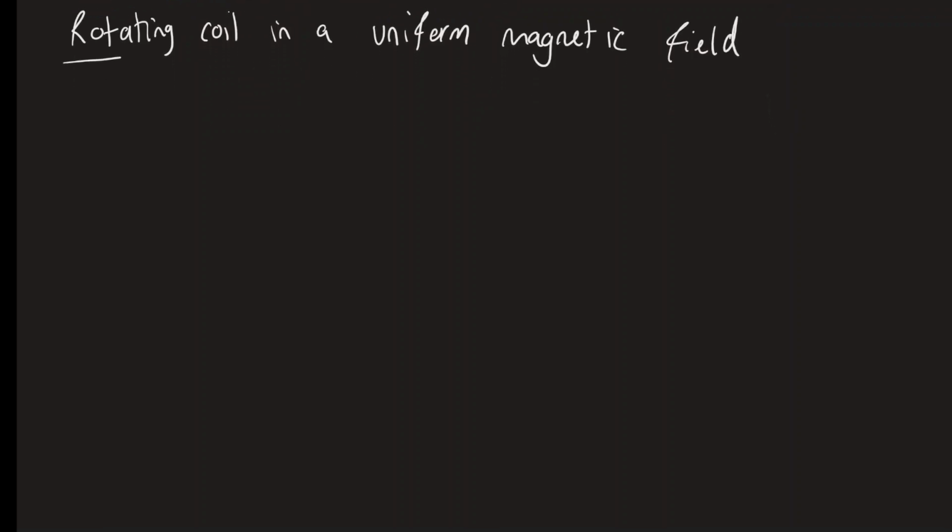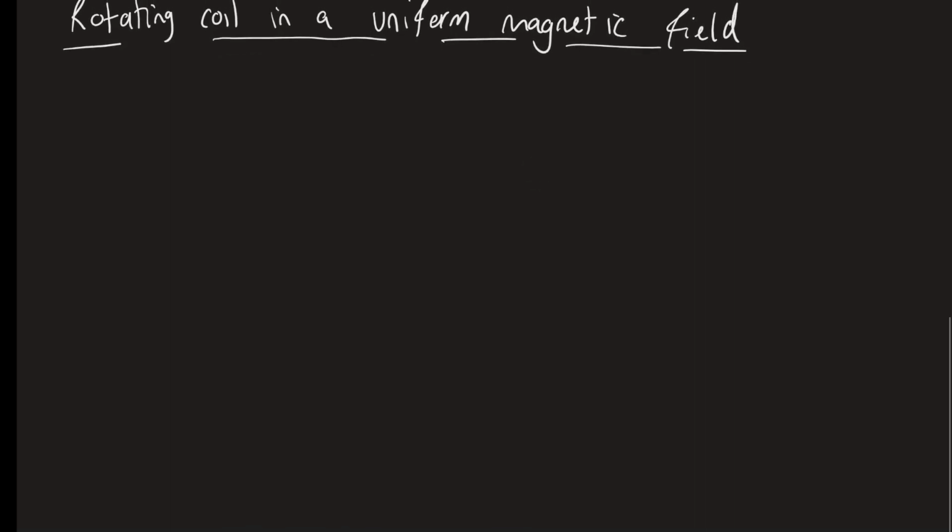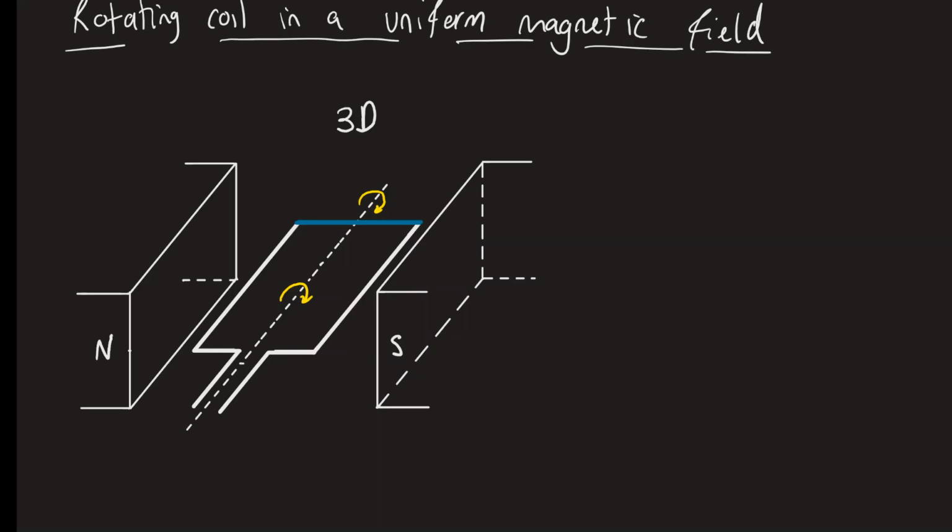Okay, to understand this we'll need some pictures. We'll get pictures with a few different perspectives. Here we have a 3D view of a loop inside a uniform magnetic field. The uniform magnetic field is created by the two opposing poles, a north on the left and a south on the right. You might recall from GCSE that if you put these two opposing poles close to each other, they'll make a uniform field in the space in between.